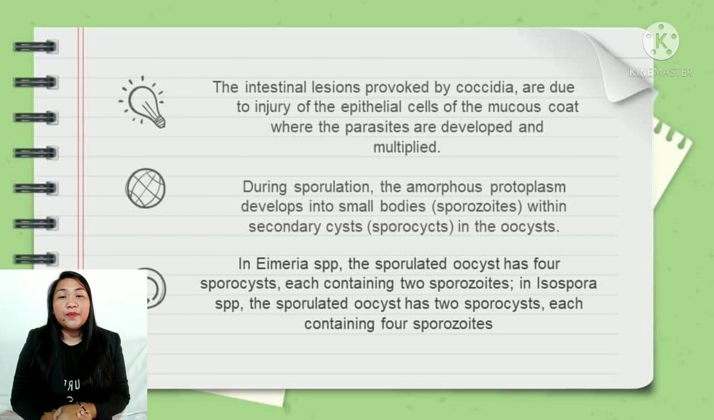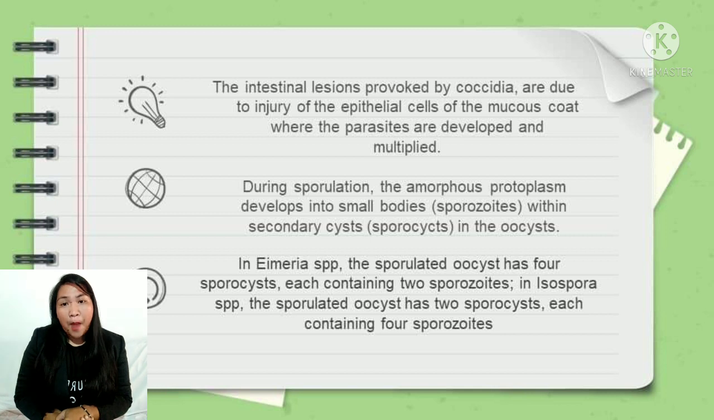In Isospora spp, the sporulated oocyst has two sporocysts, each containing 4 sporozoites. When the sporulated oocyst is ingested by a susceptible animal, the sporozoites escape from the oocyst, invade the intestinal mucosa or epithelial cells in other locations, and develop intracellularly into meronts. Each nucleus develops into an infective body called a merozoite. Merozoites enter new cells and repeat the process.